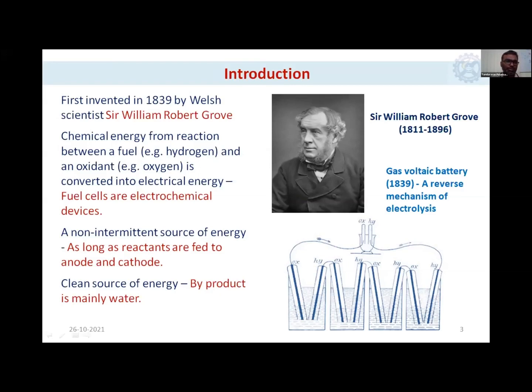In solar cells, you cannot produce electricity at night. In windmills, you cannot produce electricity if there is no wind. But in fuel cells, as long as you supply fuel, you can get energy. Even in batteries, if you take a primary battery, it has its own lifetime. If you take secondary or rechargeable batteries, you have to charge them. So those are all intermittent sources of energy, but fuel cells are a non-intermittent source of energy.